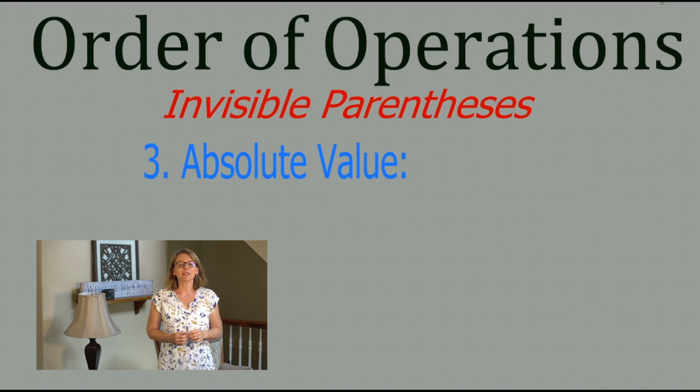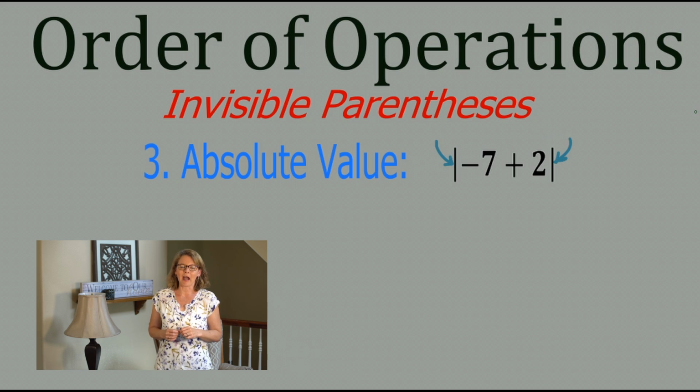The last of these invisible parentheses is anything in absolute value symbols. They look like straight lines that are taller than numbers. If you don't know what they do, don't worry about it right now. A quick example will be the absolute value of -7 plus 2. There's an invisible parentheses around the -7 plus 2. We must do -7 plus 2 before we take the absolute value of it. Don't just change anything inside to positives. Poof! -7 plus 2 equals -5. The absolute value of that equals 5.